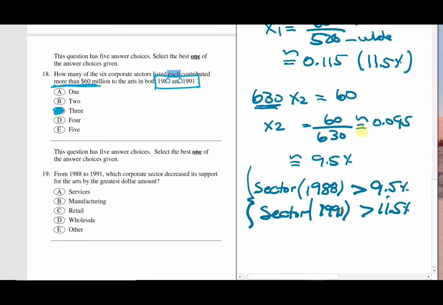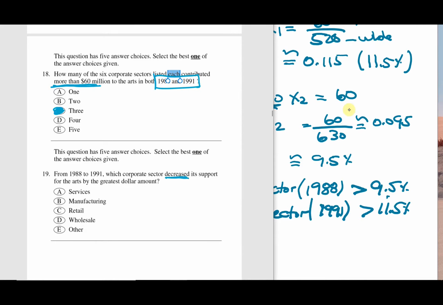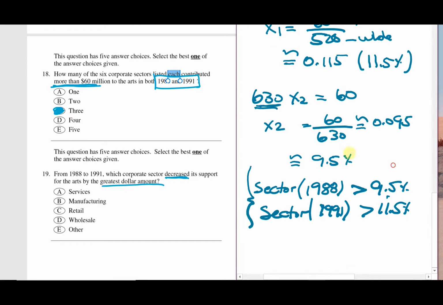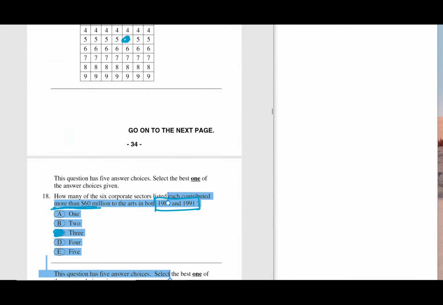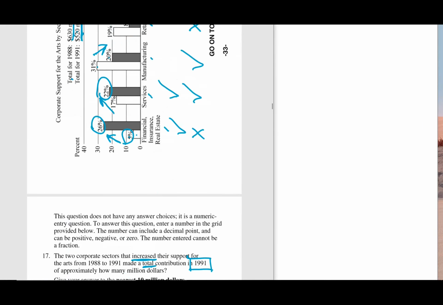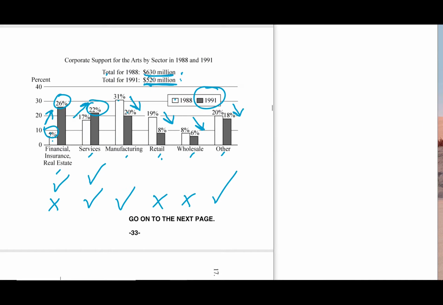And then for this one, it says, from 1988 to 1991, which corporate sector decreased its support by the greatest dollar amount? Okay, so this is a critical problem. Let's go here. For this one, we need to find any sector that's decreasing, so trending downward. So we're not going to focus on these services, we're going to focus on these 4 because they're decreasing.